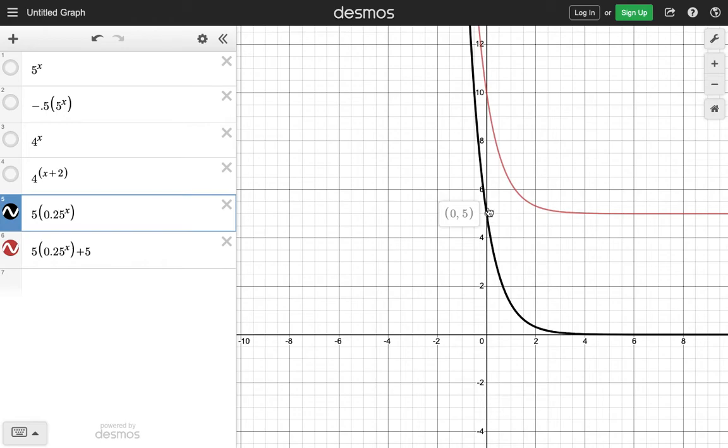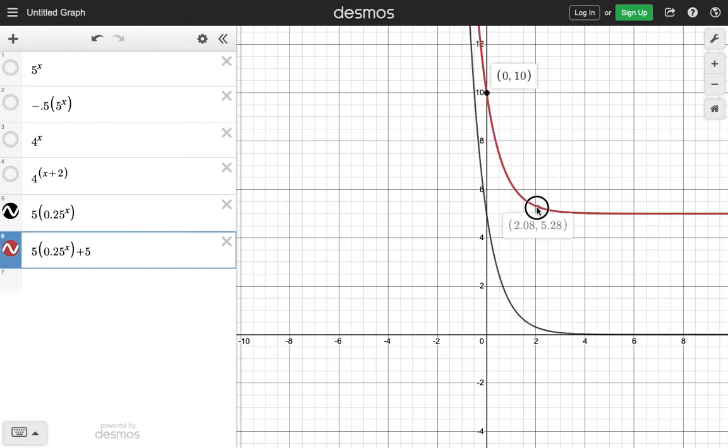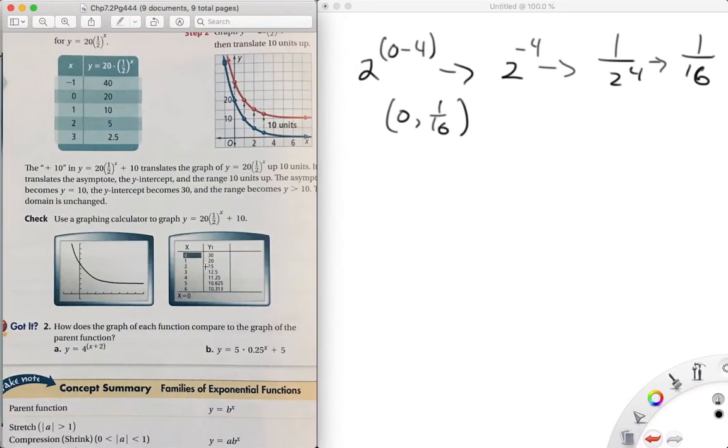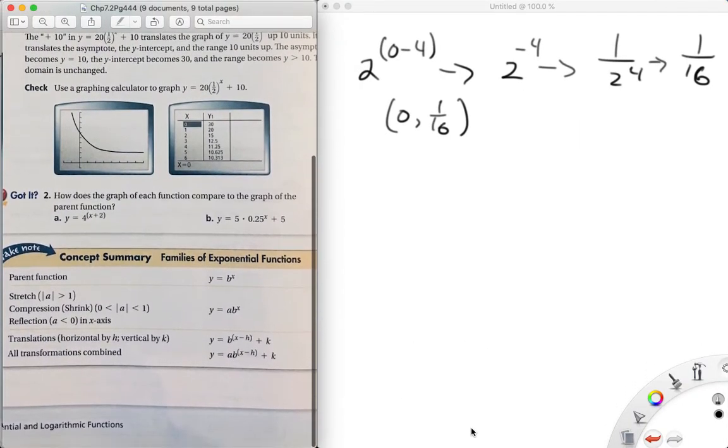So if this is 0, 5, we add 5 to it. And it should be 0, 10. And so everything gets shifted up by 5. Everything gets shifted up by 5. 1.97, 3.2, 1.97, and it gets shifted up by 5. Everything gets shifted up by 5.